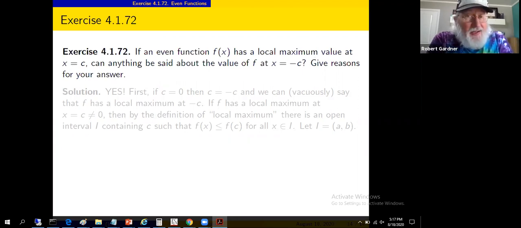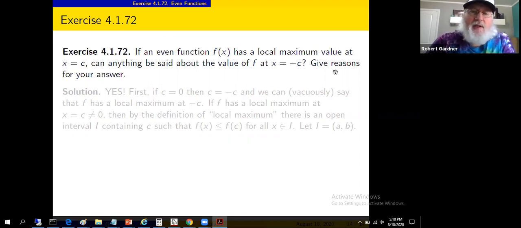This you could analyze, and possibly even may have done this in a pre-calculus class. An even function is symmetric with respect to the y-axis. So if there's a local maximum at x equals c and we have symmetry with respect to the y-axis, I bet you there's a local maximum at x equals -c as well. That's legitimate if you interpret even functions as those which are symmetric with respect to the y-axis.